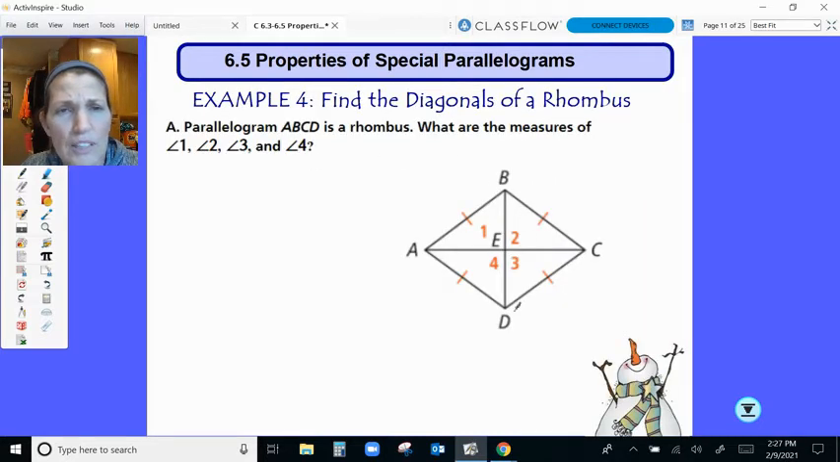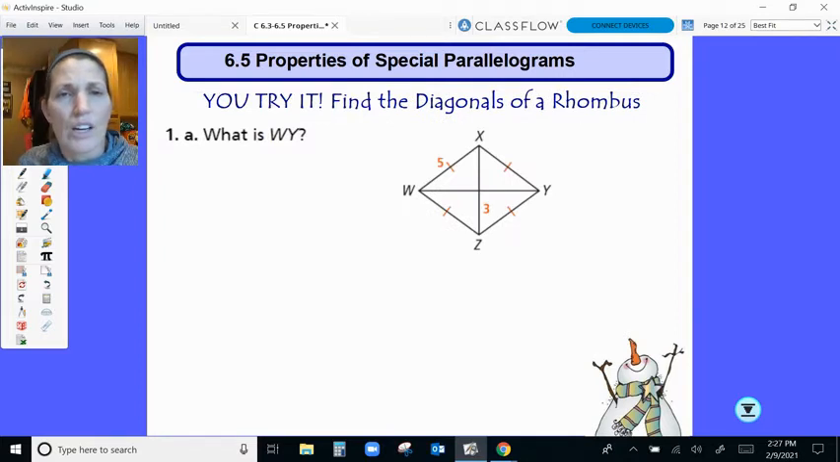So let's look at some of these. If this is a rhombus, what are the measures of angles 1, 2, 3, 4? Well, we know that the diagonals of a rhombus intersect at a 90-degree angle, so all of these will be measuring 90 degrees, every single one of them. Okay? What is WY? So this whole length right here. Well, if this is 3, this will have to be 3, right?